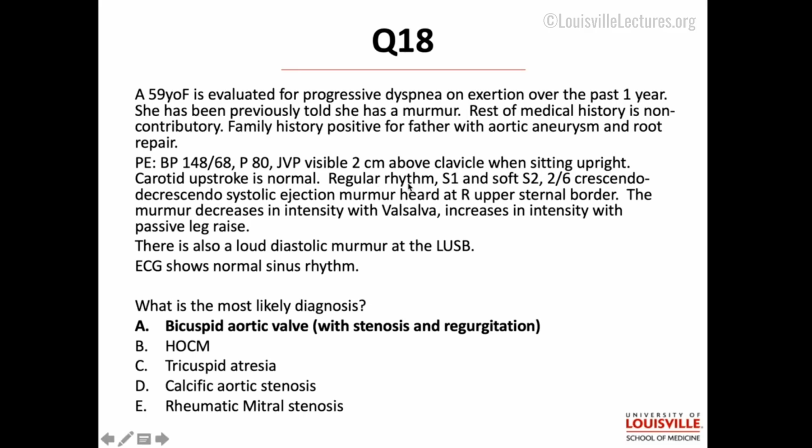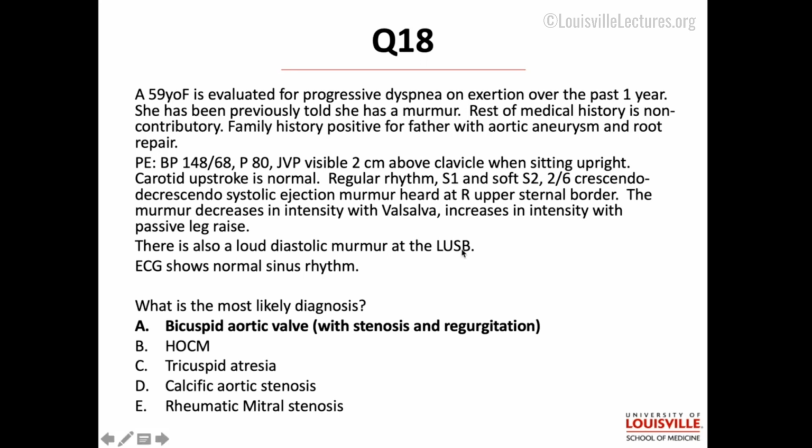So we have this systolic ejection murmur, crescendo decrescendo, so we're thinking about our aortic valve. This murmur decreases in intensity with Valsalva and increases with passive leg raise. This is the opposite of what we saw for the HOCM murmur. So this is making us think about aortic stenosis, okay?